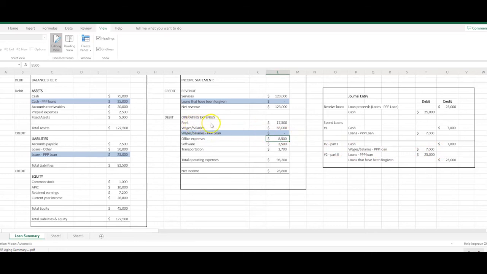And I also suggest that you create another account for rent, right? If you're going to use it for rent, call it rent-PPP loan, so you can kind of keep track of where this is being spent. And then this account will eventually go to zero. This account will increase, and then when you've spent it all and you go to the bank and you ask for forgiveness, then this is going to go to zero and this will go to 25,000.